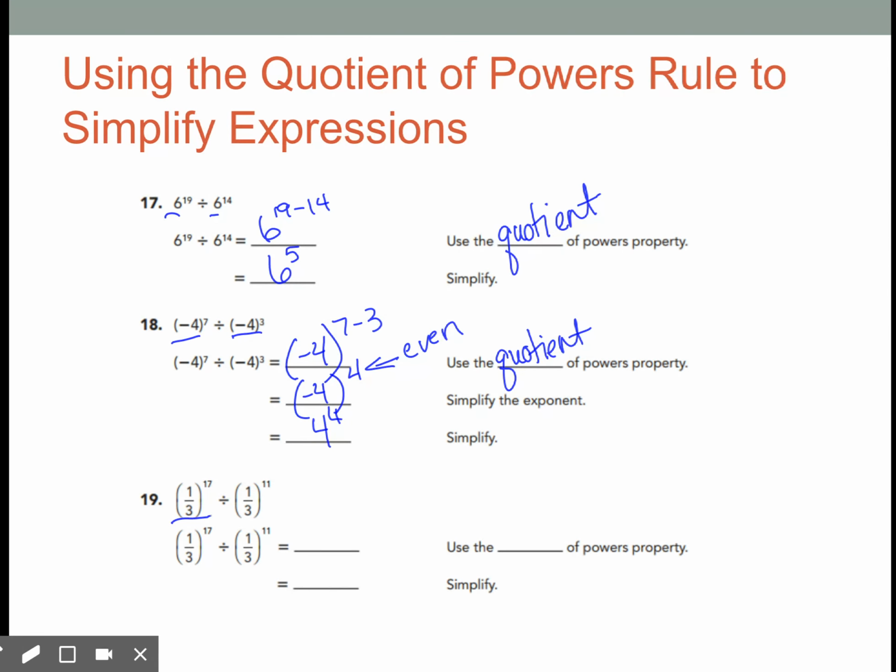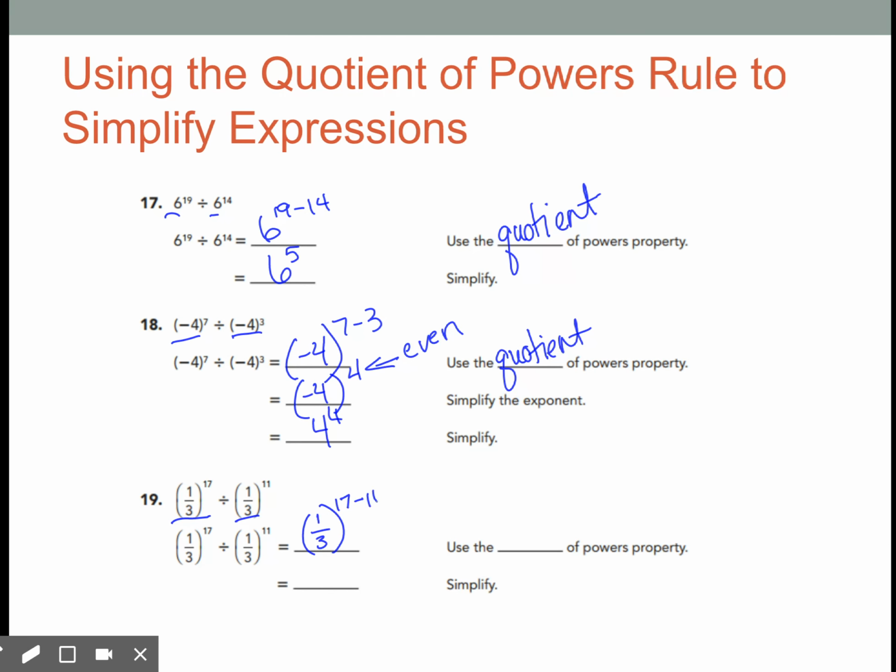Number 19, we're practicing with fractions. 1/3 to the 17th power divided by 1/3 to the 11th power. So I'm keeping my base of 1/3. Again, I'm writing that fraction in parentheses simply to show that the whole fraction is being raised to that power, not just the numerator or denominator. So anytime dealing with fractions and exponents, I recommend doing that.